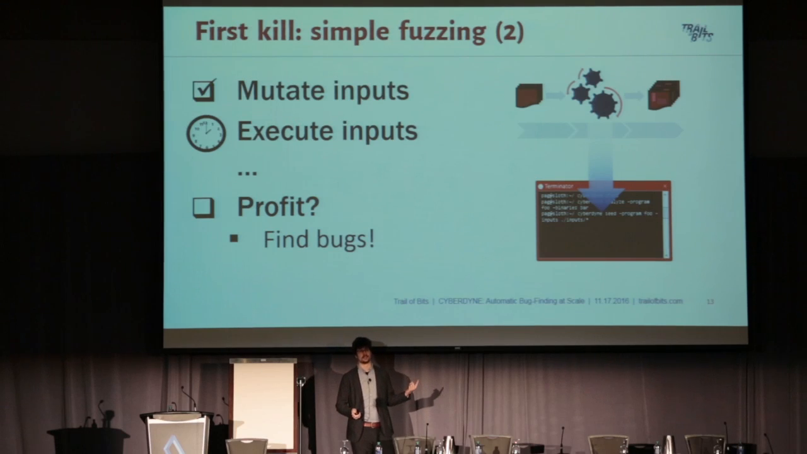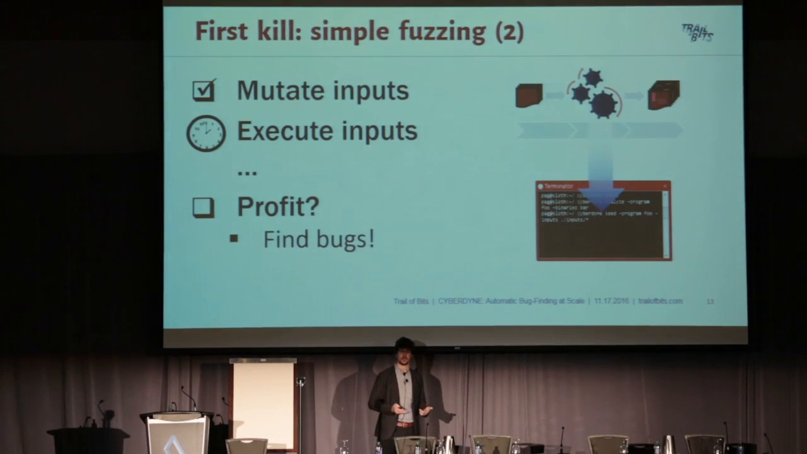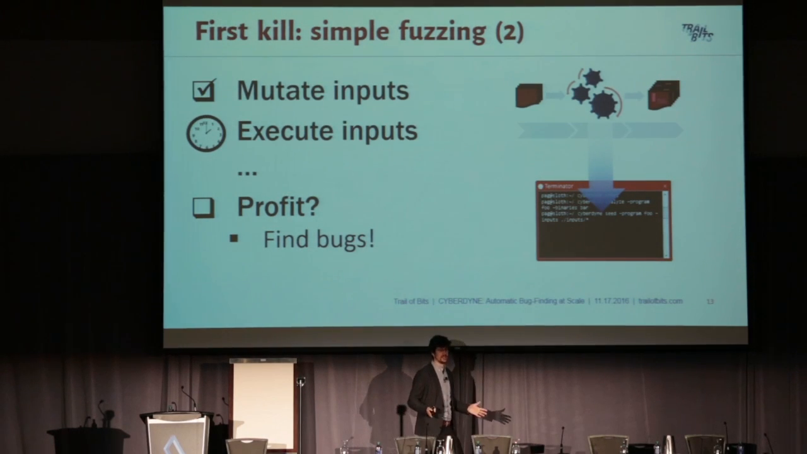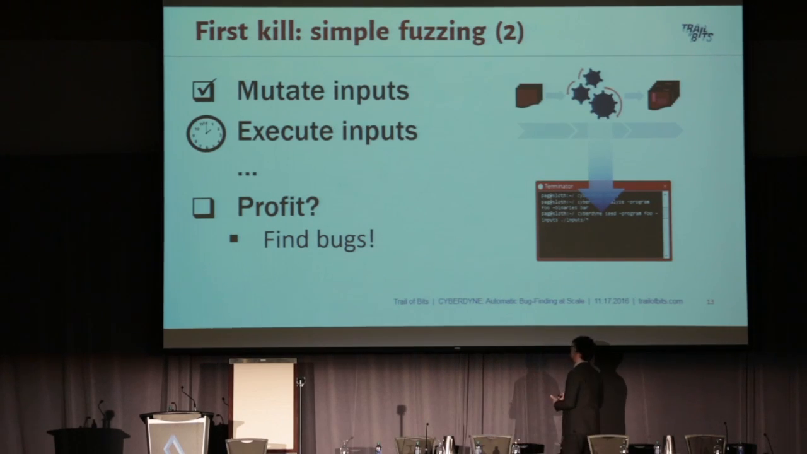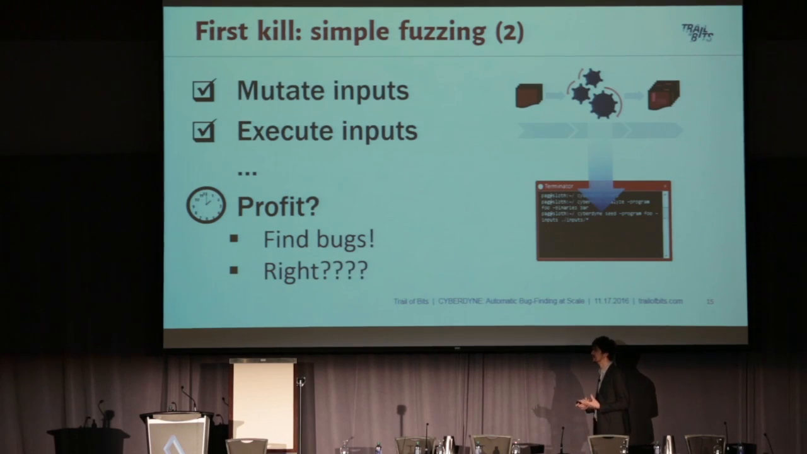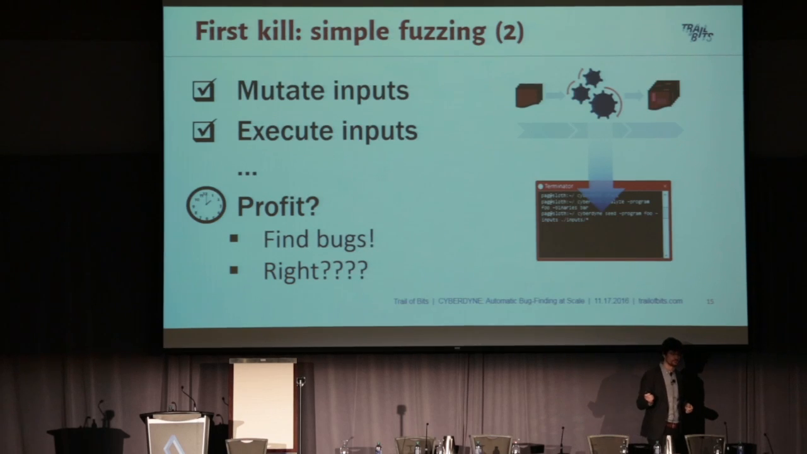And luckily these two steps can be done concurrently. We can very easily scale the mutation and execution. They're completely independent tasks. And so we're waiting. Hopefully bugs are going to fall out. That's the whole point of this fuzzing campaign.